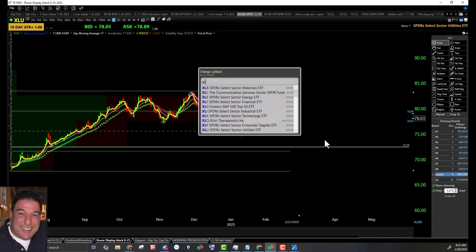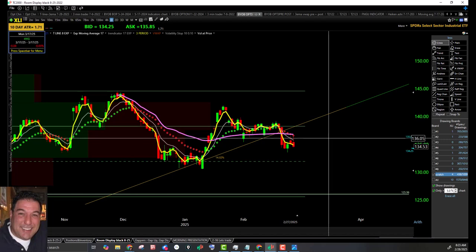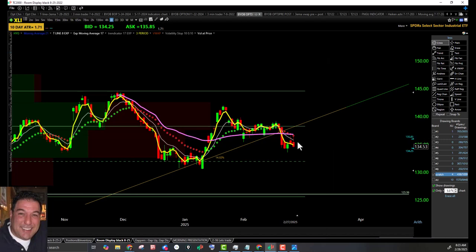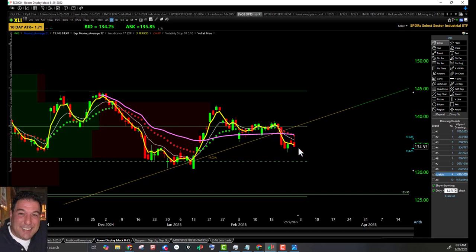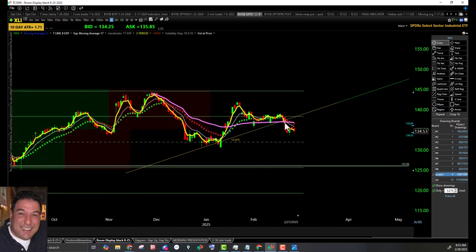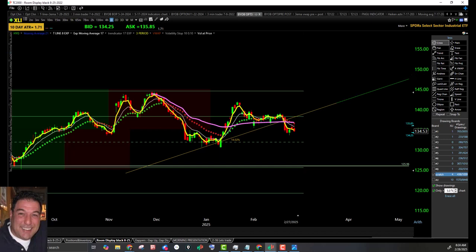Let's take a look at XLI. XLI is no longer in the upper third, just neutral here. Yesterday it made a higher high and a lower low, closing under a bearish trap, under the 17, under the all-time high anchored VWAP, and under the uptrend line. Again, just neutral up here on XLI.